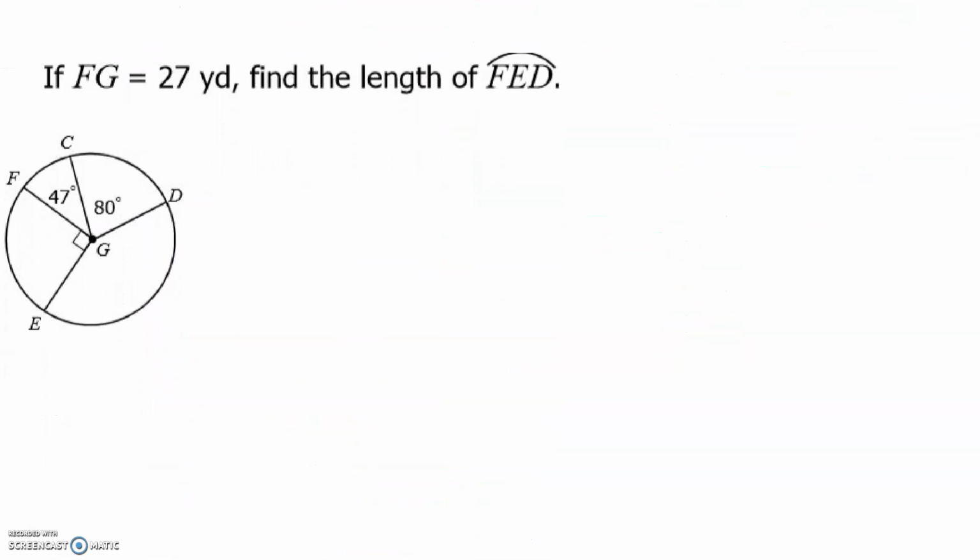Okay, so we're going to start off with, I'm always going to write down my formula for arc length first. So it's going to be x times the circumference all over 360 degrees. We need to find some information out. This time we're looking for the length of FED. Okay, F to E to D.